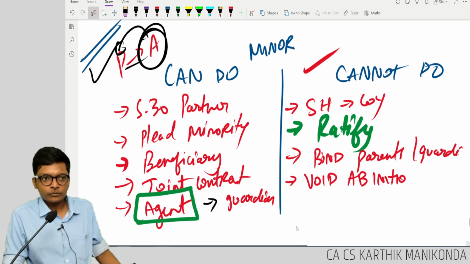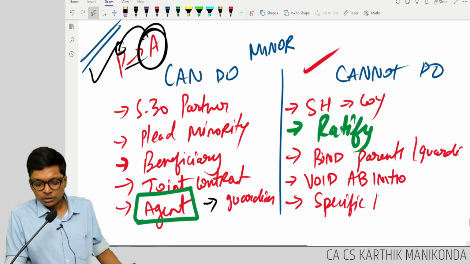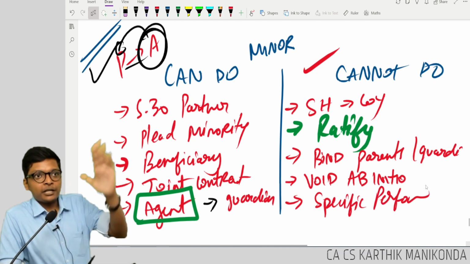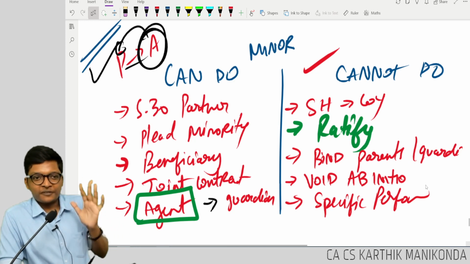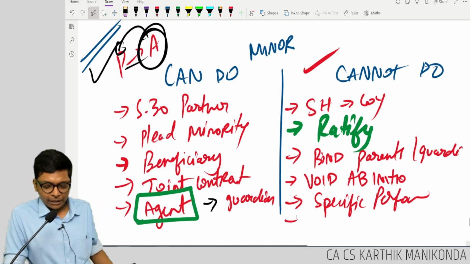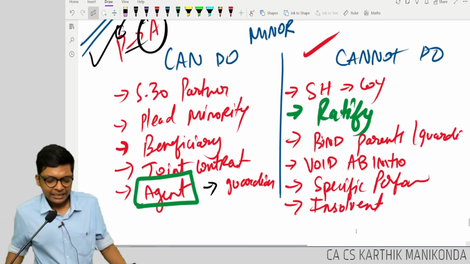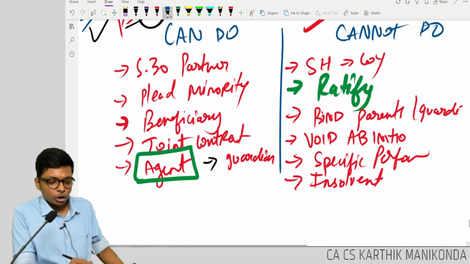Next, you cannot sue a minor for specific performance. The minor said, I will come and paint your house. You can't sue him for specific performance. No. A minor cannot become insolvent. Clear? Then liability for torts.